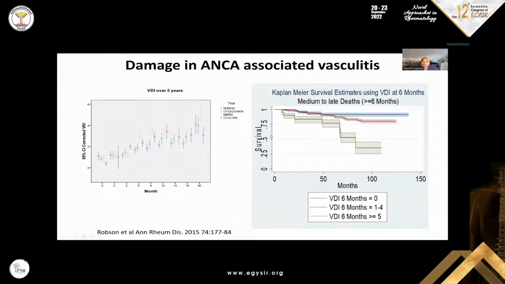And if you look at the impact of the scarring, on the right-hand side, you've got the damage index at 6 months as a predictor for poor outcomes. So those patients who had low or no damage in the first 6 months had a much less likelihood of dying over the subsequent time frame. But those patients who had a damage index of at least 5 items of damage by 6 months were at a much higher risk of dying over the next 5 to 10 years.